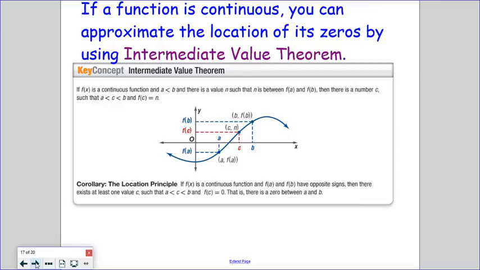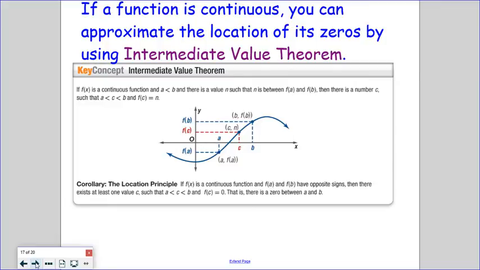All right. Last topic I want to talk about today is what's called the intermediate value theorem. You don't need to write that whole thing at the top, just the purple. Intermediate value theorem. The thing at the top is saying this: if a function is continuous, you can approximate the location of its zeros by using the intermediate value theorem. And while you guys are writing down that phrase, let me tell you a little about what that means.